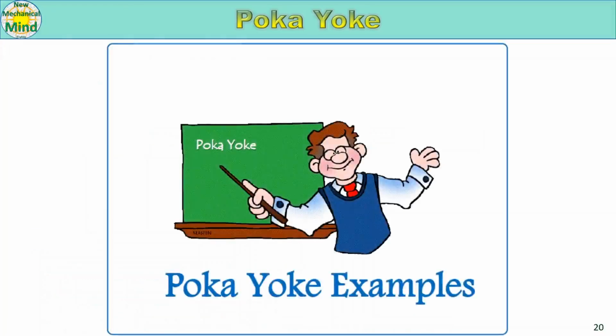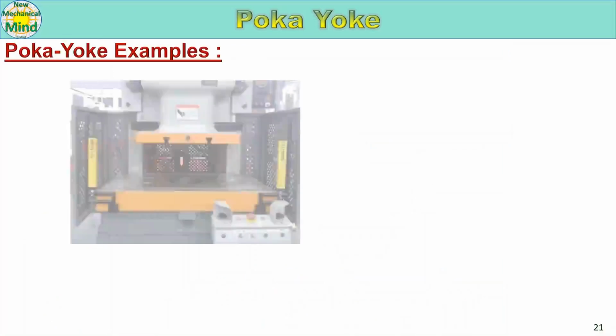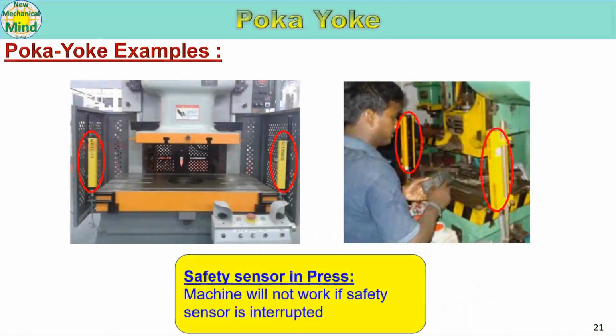Now let us see some Poka examples in our real life. Poka examples. Safety sensor in press. Machine will not work if the safety sensor is interrupted.